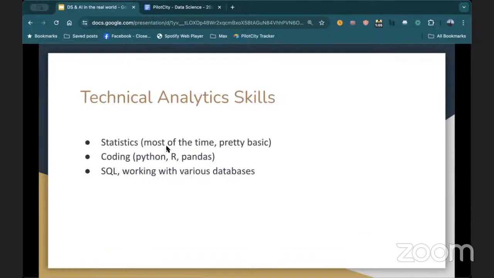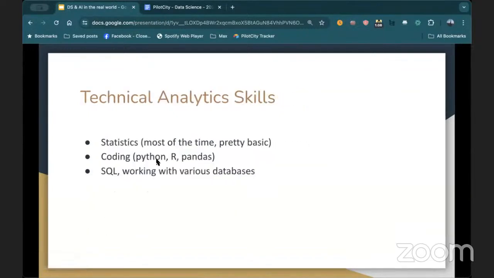And then technical skills. Usually we talk about statistics. The honest truth is a lot of the time it's pretty basic statistics at the beginning, especially for smaller companies. There's definitely some coding. On the analytics side, it's mostly SQL, which I don't know if it's taught in college as much, but there are lots of online resources, and that's actually one of the most useful data science skills that is unemphasized. And then there's some Python with the pandas library, and R.